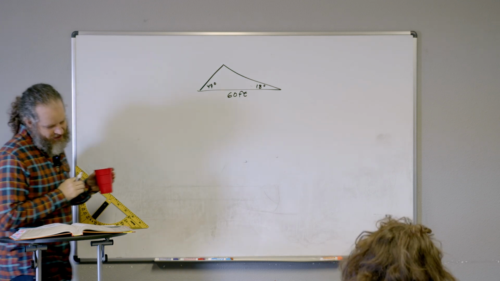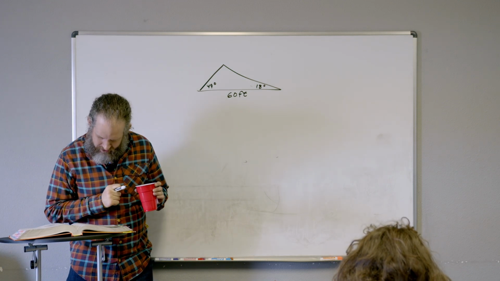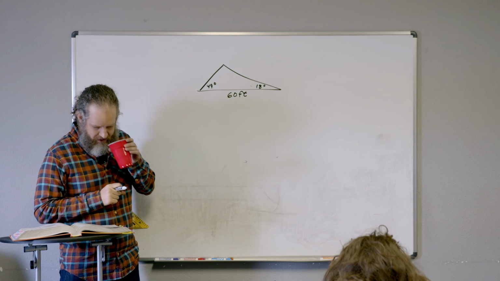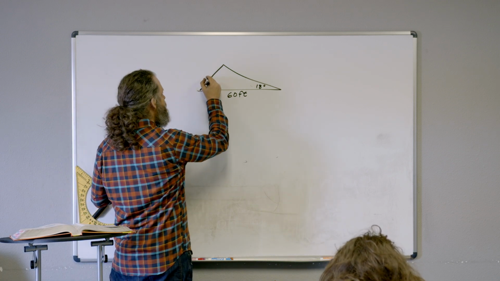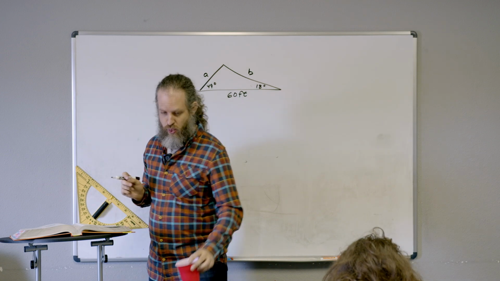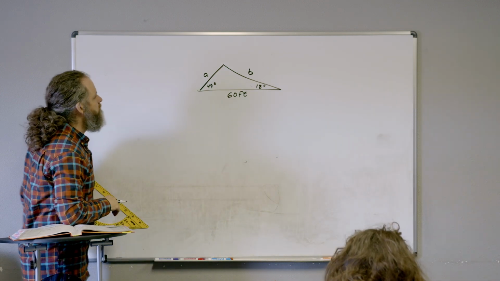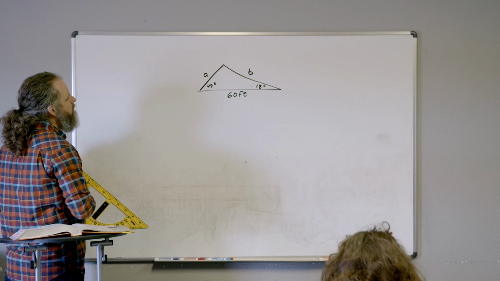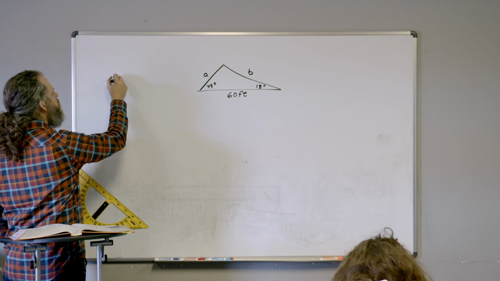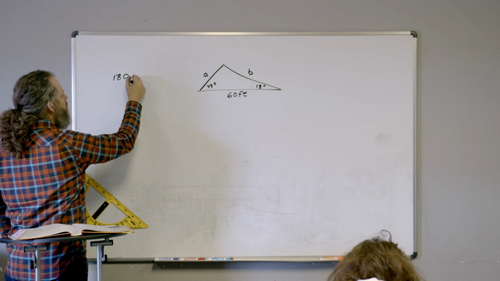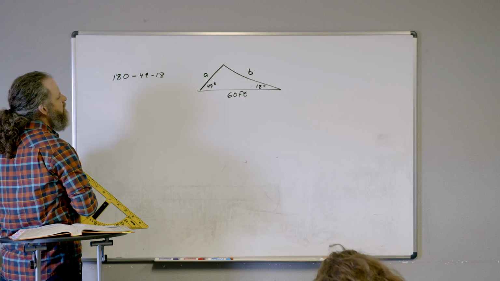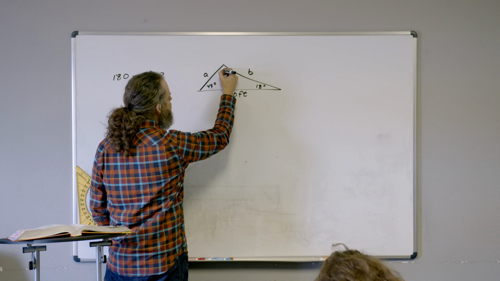correct or not. Okay, so determine the length of the left and right sides of the roof. So we need this one and this one. Call them A and B, why not? Okay, so we've got to subtract from 180. We've got to get the one that's missing. 180 minus 49 minus 18. 113 degrees.